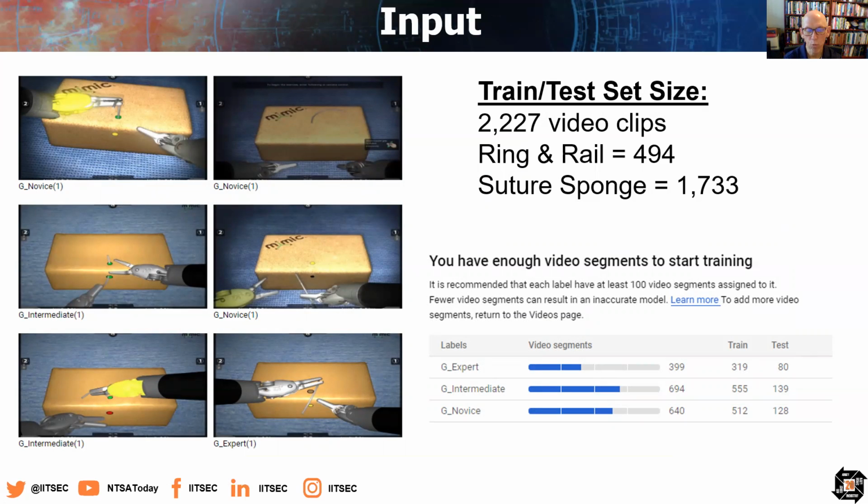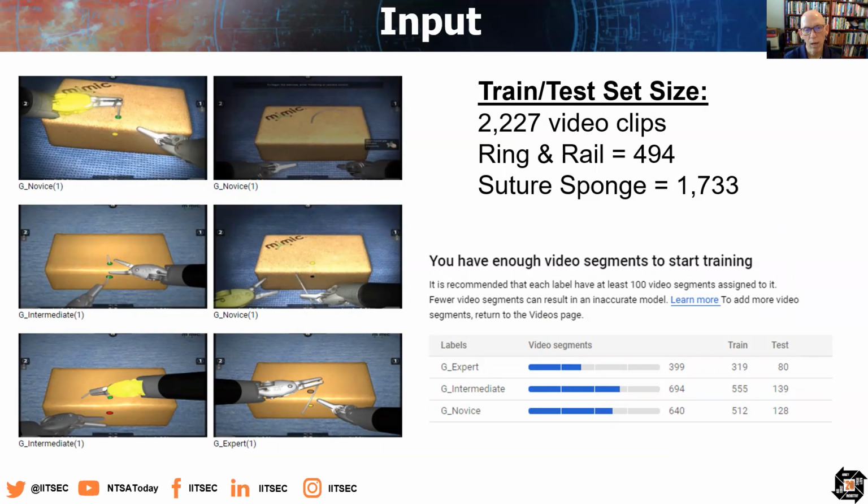494 of them were the ring and rail exercise, which isn't shown here, and 1,700 were from the suture sponge exercise. And that's because the suture sponge exercise is much longer, and so there's more video clips within each one than there is in ring and rail.